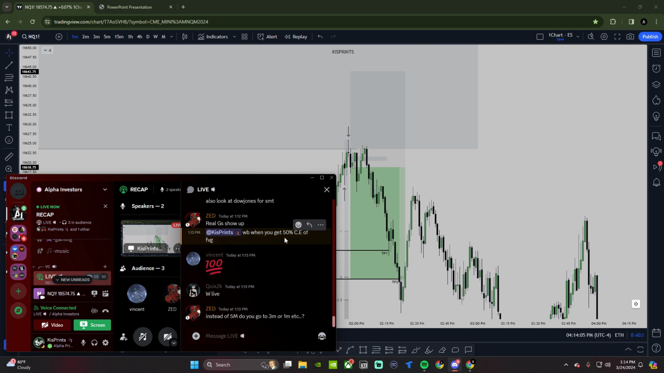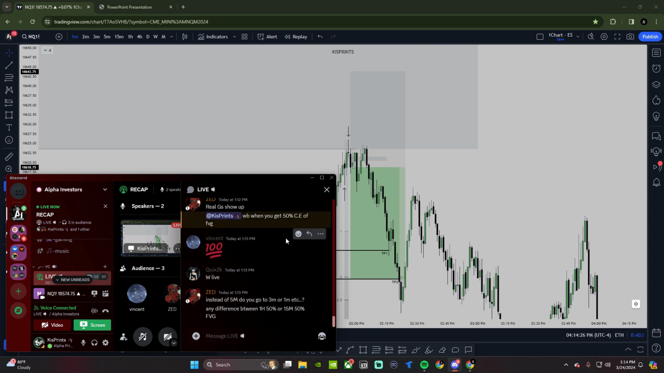What about when you get 50% consequent encroachment of a fair value gap? We went over that on Wednesday, when price tapped into the consequent encroachment of a 15-minute fair value gap and it modeled a 1 minute model. So yes, it's important you use them with the higher time frames. 50% of the higher time frame fair value gaps are strong.